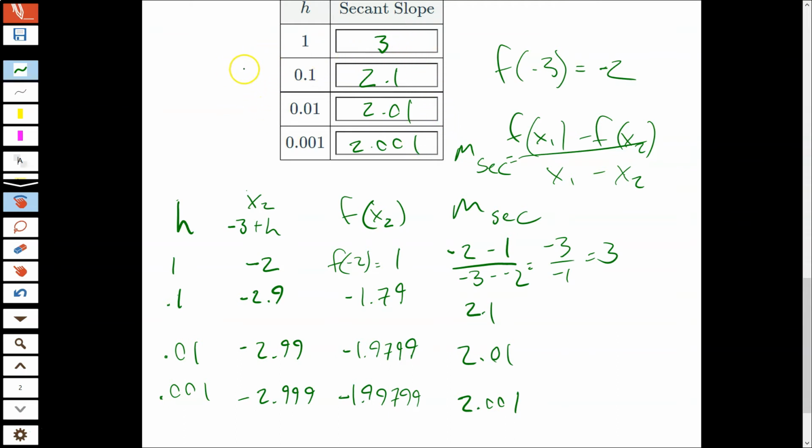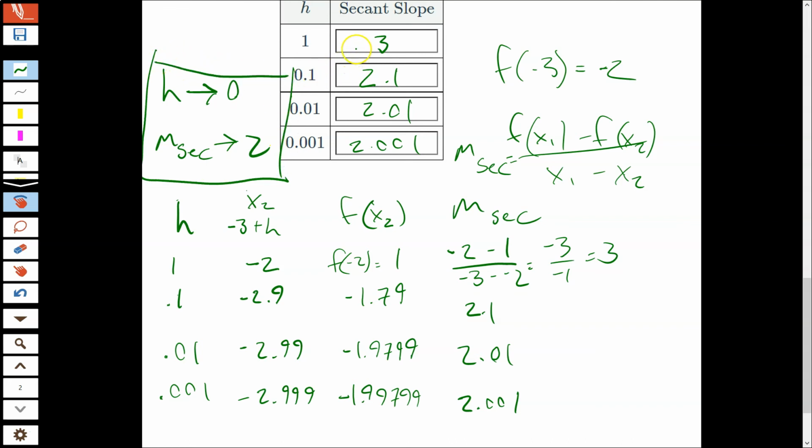Notice that we always have this pattern, right? So we have this pattern as h approaches 0. In this case, the slope of my secant line approaches 2. Okay, so look for this. If you're not getting this result, this is why we're doing this. So if you're not getting this result, you have an error in your work and you want to check your steps.